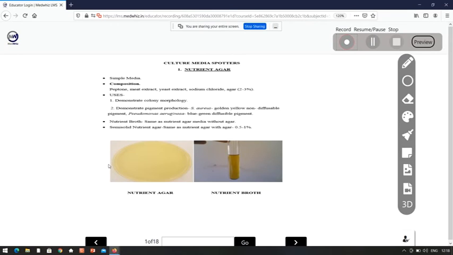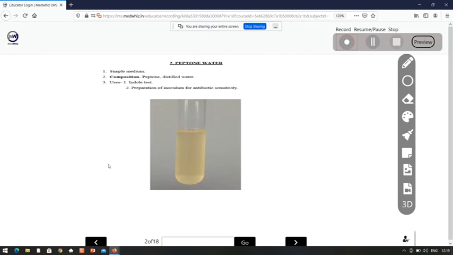We also have semi-solid nutrient agar, the same as nutrient agar, where we have reduced the concentration of the solidifying or gelling agent agarose. In a semi-solid nutrient medium, we add only 0.5 to 1% agarose. In a solid medium, we add 2 to 3%.